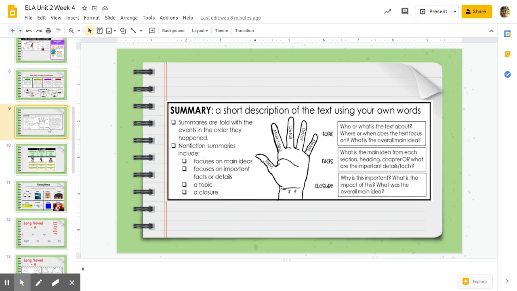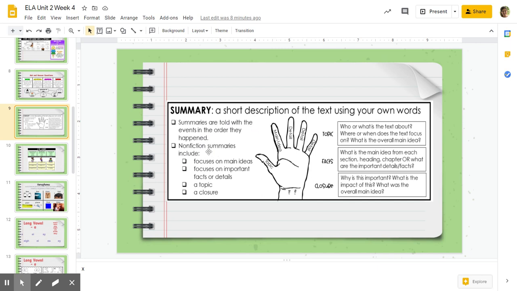We also talked about making a summary. When we talk about what a summary is, it is a short description of the text using your own words. So you are not just copying down what is already said in the text. You have to change it. You have to say it in your own way. Summaries are told with the events in the order they happened. So what happened first, what happened second, what happened third. That's using the transition words we talked about too.